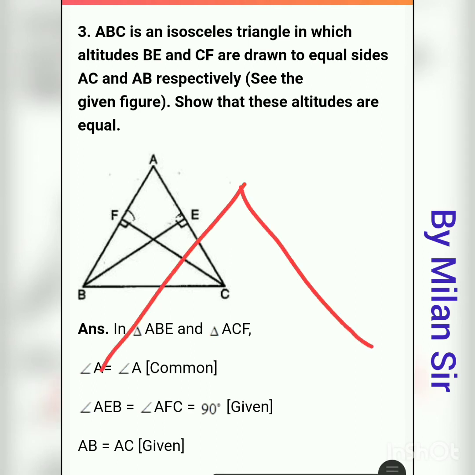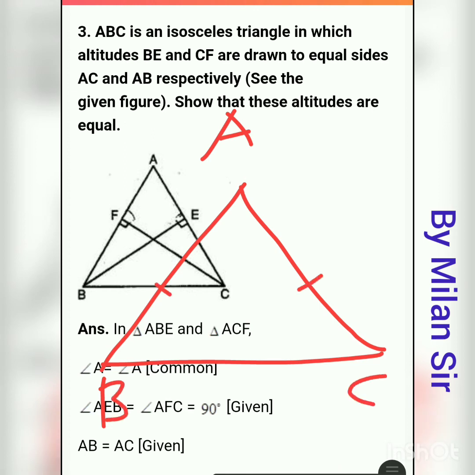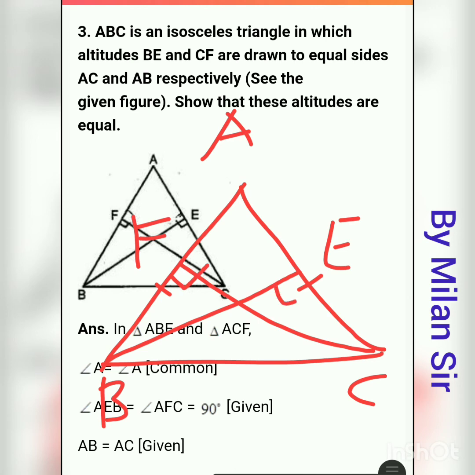Here ABC is an isosceles triangle, in which AB is equal to AC. Now two altitudes are drawn on these sides, BE and CF. Altitude means what? It makes 90 degrees. So we need to prove that the altitudes are equal. That means BE is equal to CF. That is what we need to prove here.